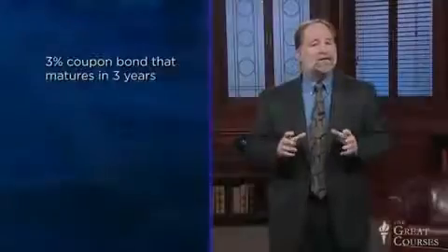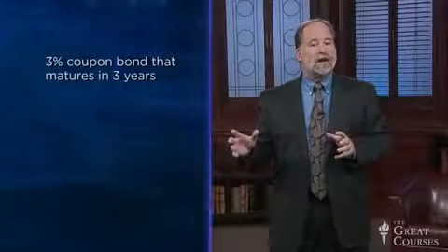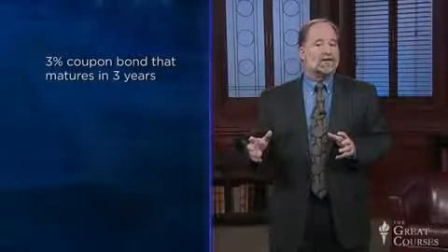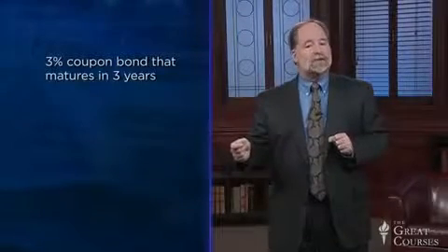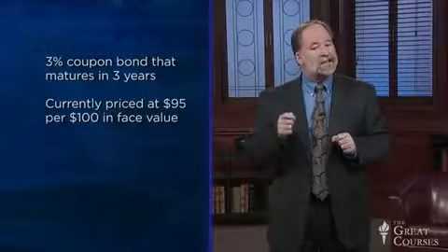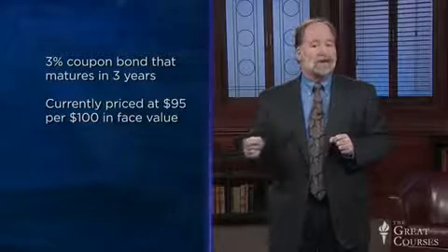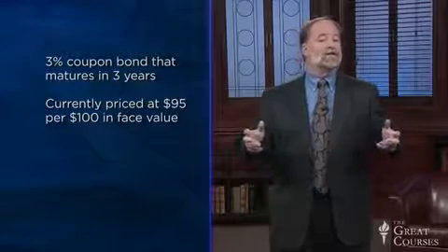For example, let's say you find a junior subordinated bond that has similar characteristics, but it has a 3% coupon that matures in 3 years. It's currently priced at $95 per $100 in face value. Is this a good deal?